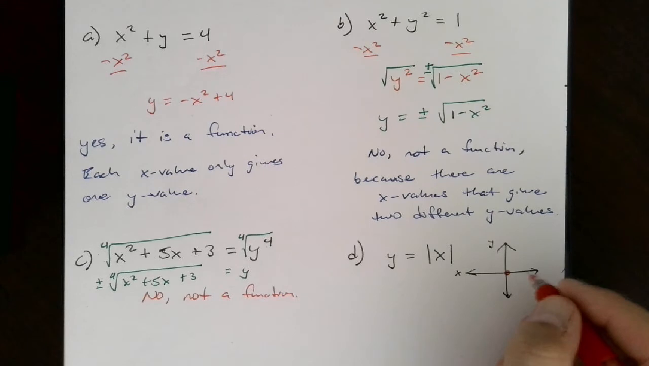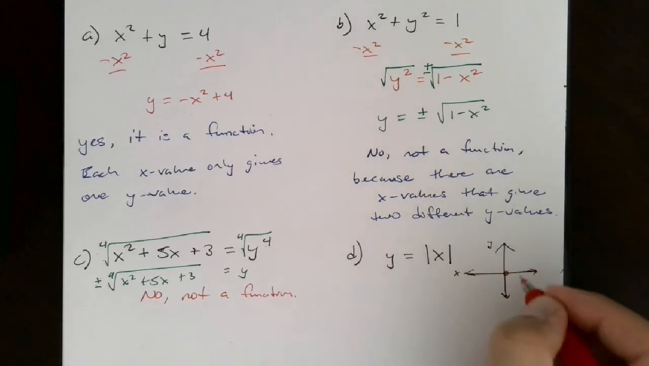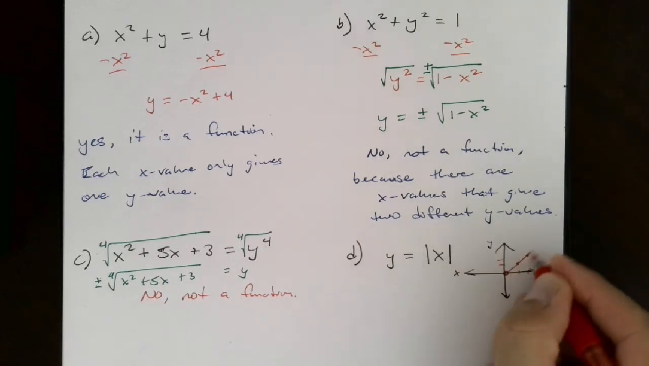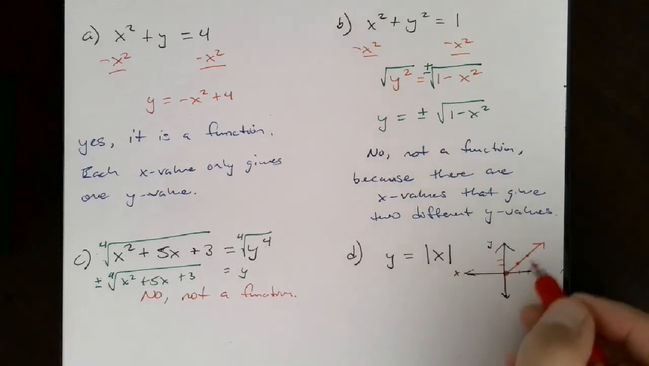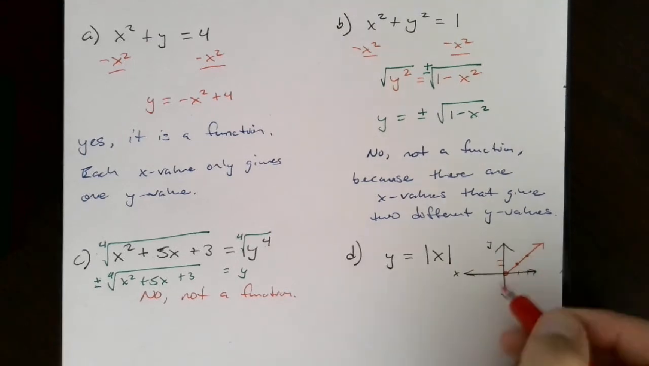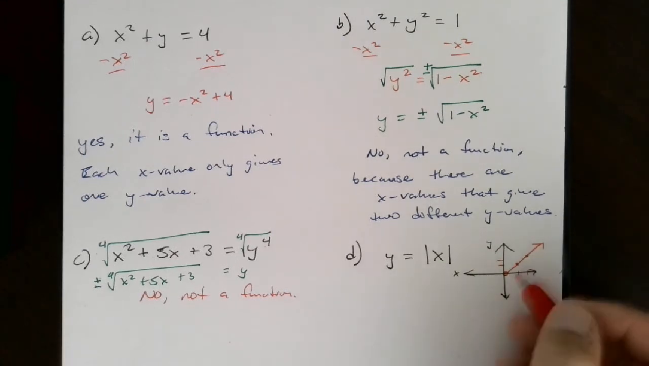If x was 1, then y would be 1. So you'd have 1, 1. If x was 2, the absolute value of 2 is 2. So you'd have this piece here going like this forever, right? If x was 3, it'd be 3. If x is 4, it's 4. You've got this line where, on the positive side, whatever x value is, y is equal to that x value.